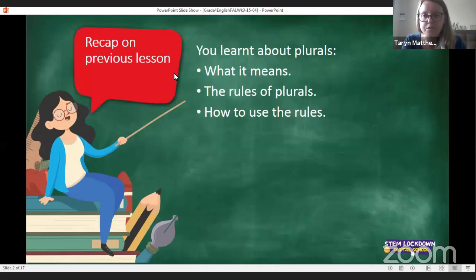We are going to just quickly recap on yesterday's lesson. So remember, we learned all about plurals. You learned what a singular means, and you also learned all your rules about plurals. There were 7, so it was quite a lot. And we also learned how to use each of those rules.